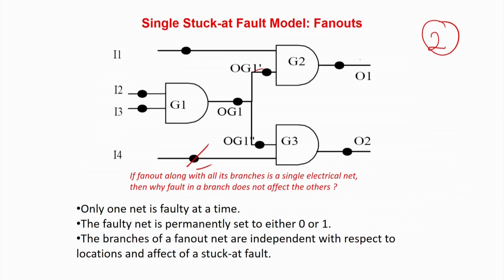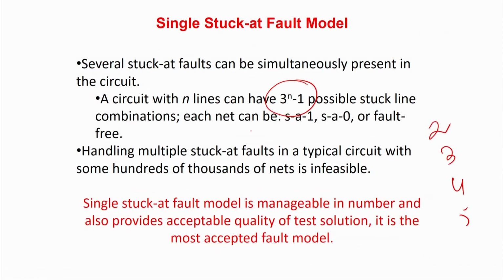So therefore, people go for this model. Only one net is faulty at a time, the net is permanently either stuck at 0 or stuck at 1, all branches of the fan-out are independent with respect to the fault locations, and after a stuck-at fault, you have to consider these two lines independently. So handling multiple stuck-at faults in a typical circuit with hundreds of lines is infeasible, although it may give you better accuracy, but this is not possible.